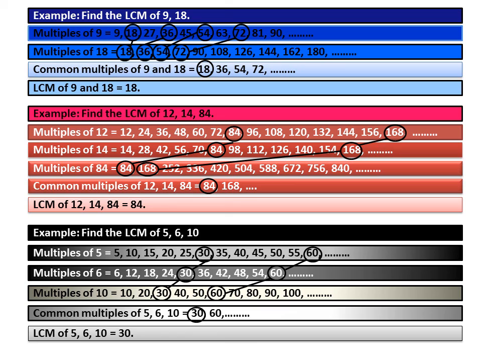Now I am sure all of you must be wondering why we did not list 0 as a multiple for any of the numbers. That is because we do not consider 0 when we have to find the LCM. Otherwise, the LCM of all the numbers would always be 0. Hope you better understand the LCM.